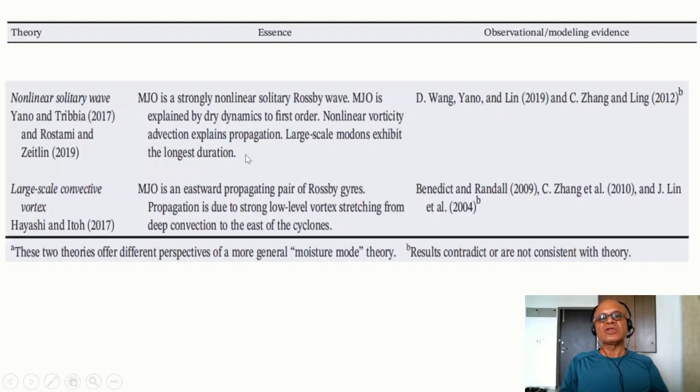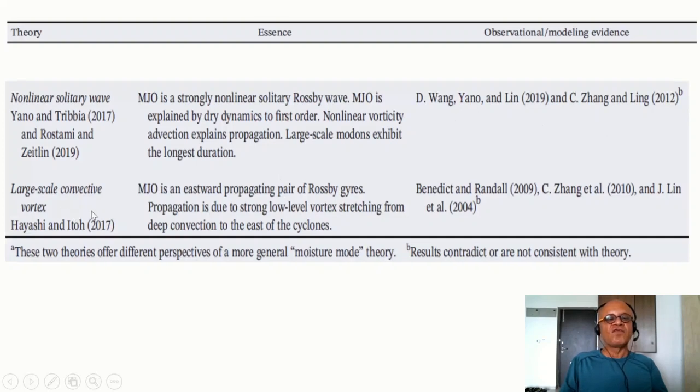Okay, so this is not so clear because there are other papers by Chidong Zhang which show that potential vorticity in the MJO is actually related to the diabatic heating. So in that sense, moisture mode is important, even though this one can rely on dry dynamics alone. And vorticity advection doesn't seem to be necessarily a big player in the MJO as such. Large-scale modons exhibit longest durations. So this is a theory that fits some of the observations that are found here.